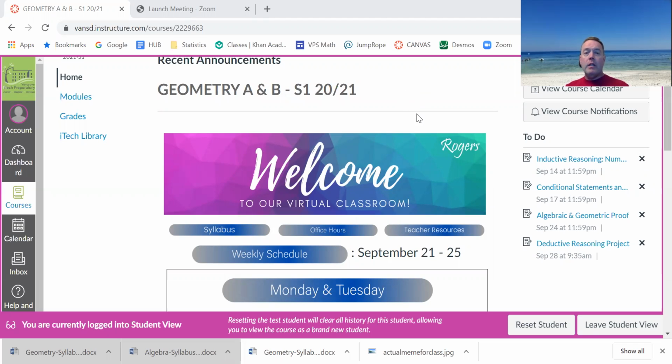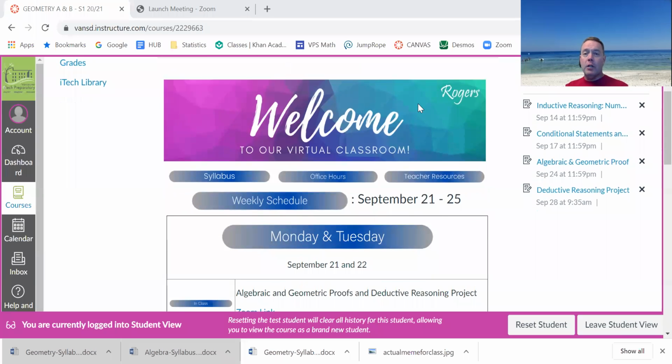When you log into Canvas, or when your child logs into Canvas, my page is always going to look the same and should look fairly similar to everyone else's as well. At the top of the page, I have a link for the syllabus. If you click on that, it'll download. I'll be going over that in just a little bit after I talk about the Canvas page.